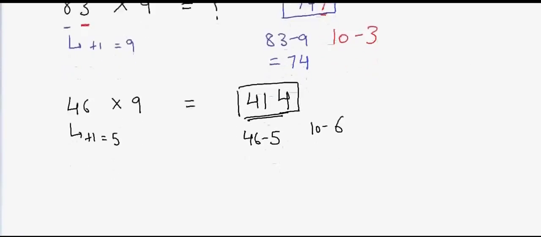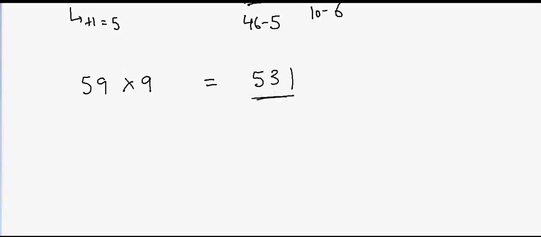Now let's try it faster for some other number. Suppose I have 59 and I want to multiply by 9. In that case, 10 minus 9 is 1, so the last digit is 1. Then 5 plus 1 is 6, and 59 minus 6 is 53, so 531. That will be my answer. So you can see that I can do the calculation very fast.